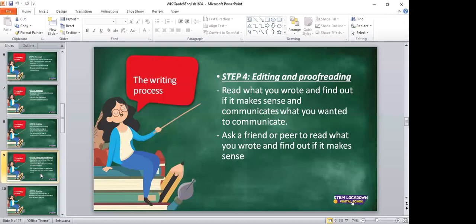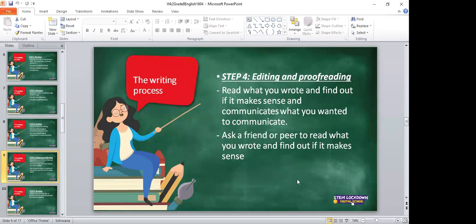Step four, you edit and you proofread. You read what you wrote from your draft, right? And you find out if it makes sense and if it communicates what you want to communicate. It is at this time where you fix every error that you might have. You fix the grammatical errors, you fix the spelling errors, you fix the punctuation errors, punctuation marks.